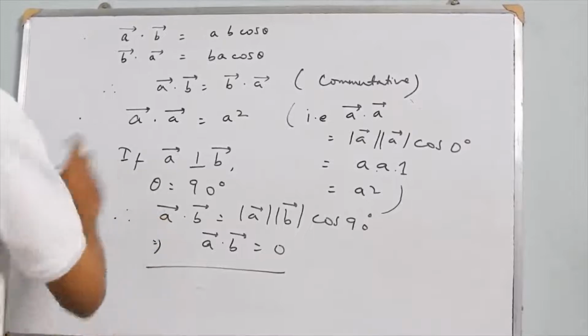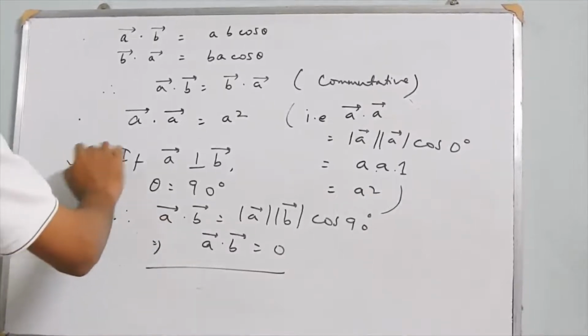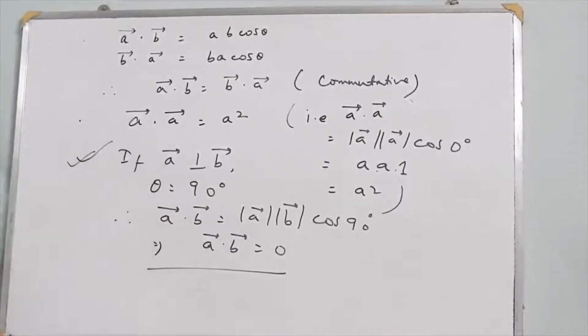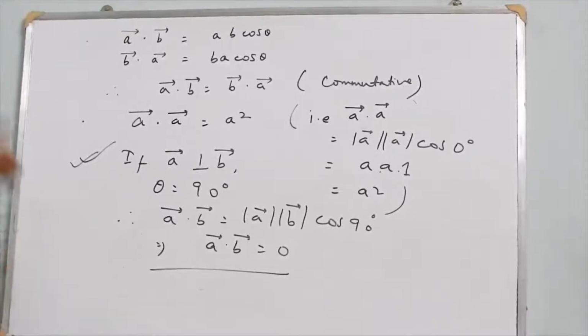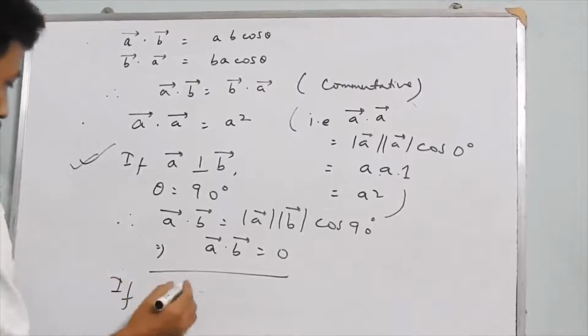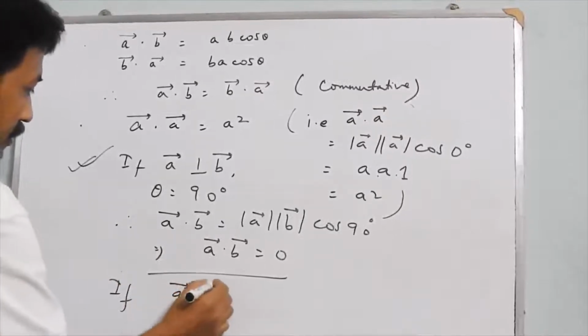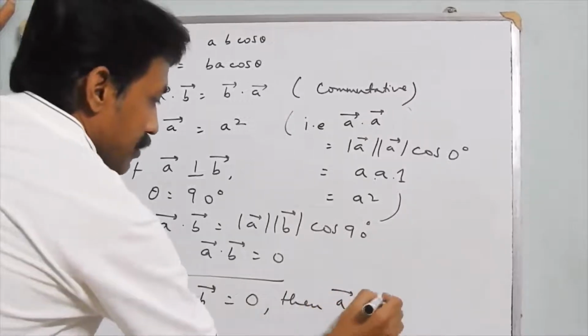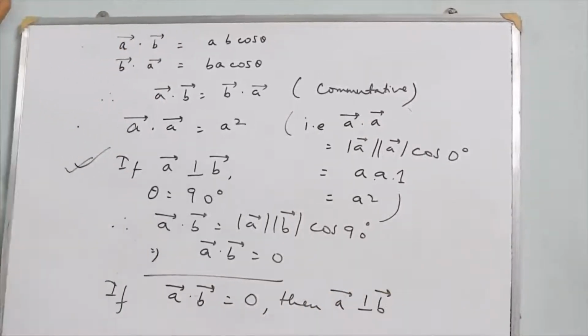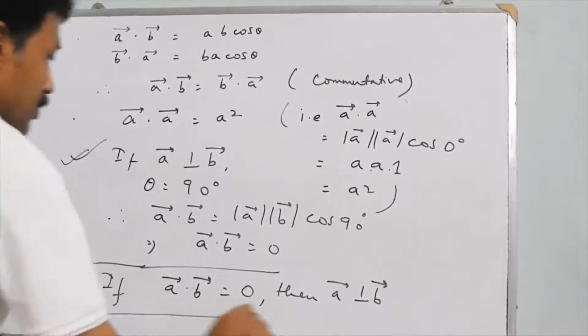So this is a condition that can be tested while testing the perpendicularity of two vectors. So if a dot b is 0, you can say that a vector is necessarily perpendicular to b vector. This is the condition of perpendicularity of two vectors.